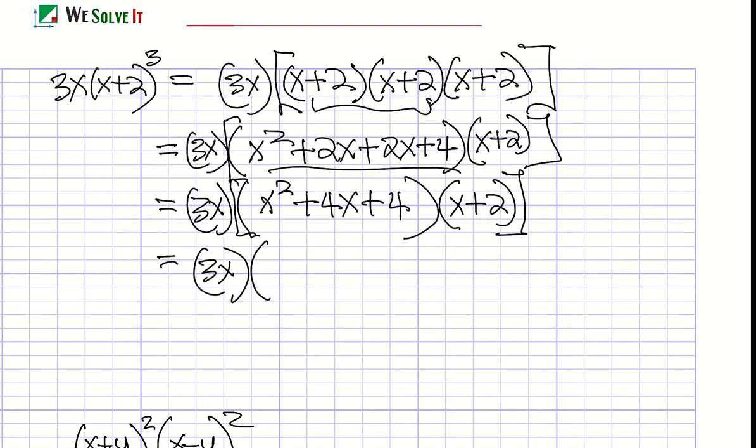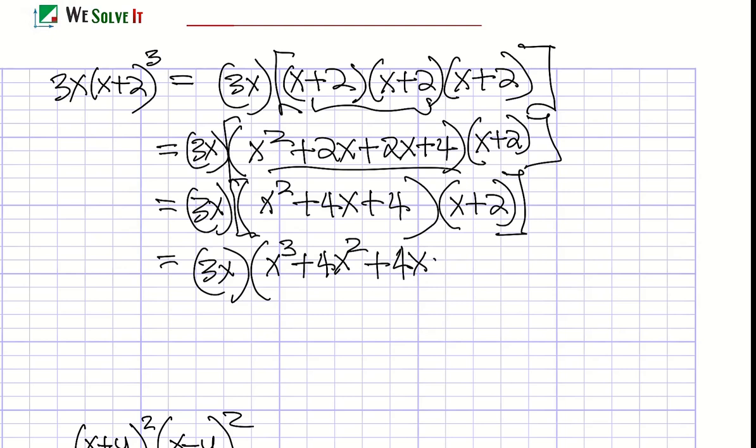We'll do that first. We'll start with x. X times x squared, we get x raised to the power 3. X times 4x, we get plus 4x squared. X times 4, you get 4x. Alright.